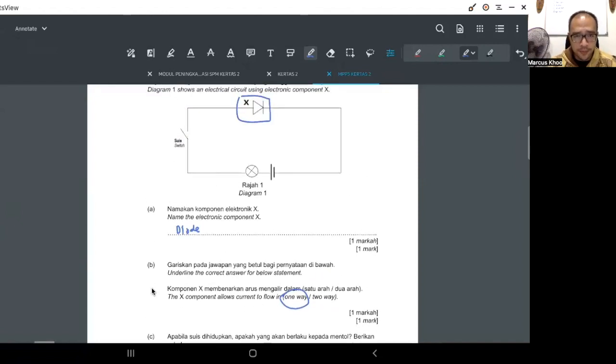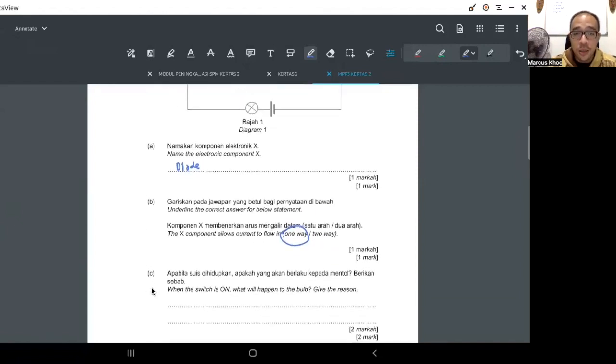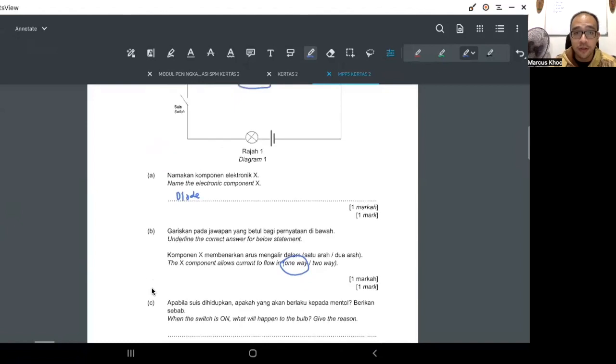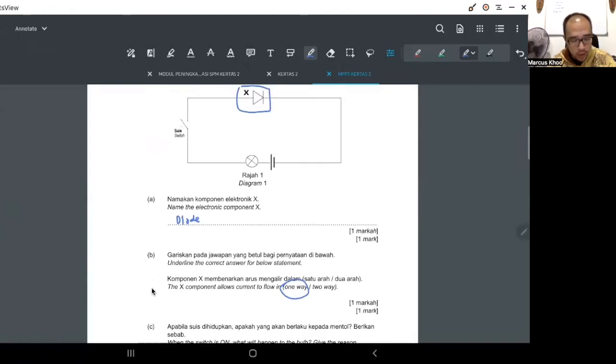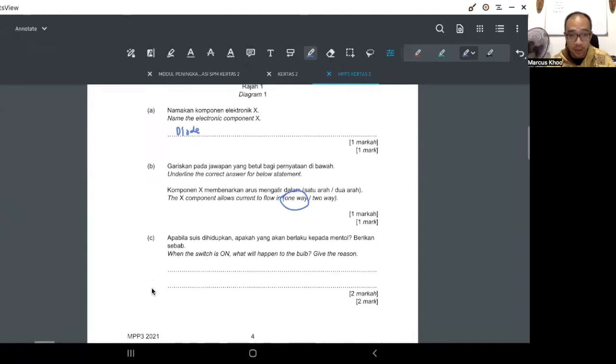Now, when the switch is on, what will happen to the bulb? Give the reason. So when you turn on the switch, we find that current flows through here, and the only thing we need to determine is, will the current flow through the diode? In this case, obviously it will. So the bulb will light up.